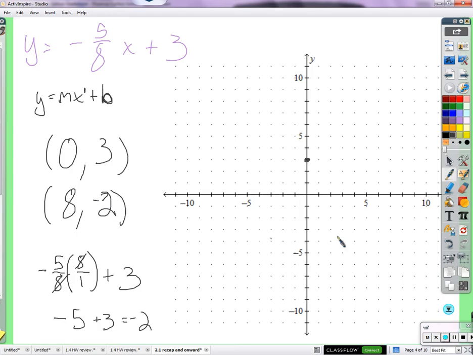So what do you notice about this line? It's going like this instead of going like this. As we go up in the x's, we go down in the y's. Right? The y's go down as the x's go up.